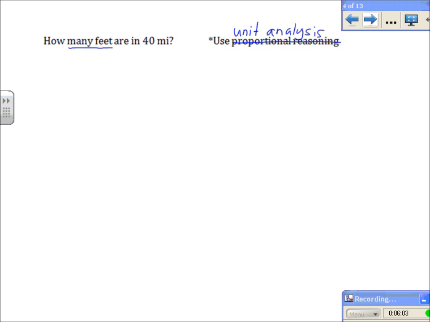Okay, what do I want? Feet. What do I have? 40 miles. Remember that MI stands for miles, not meters. Okay, miles. That's what that's talking about. So let's set it up. What do I want? The number of feet. It's equal to what I have, 40 miles, times what do I know?